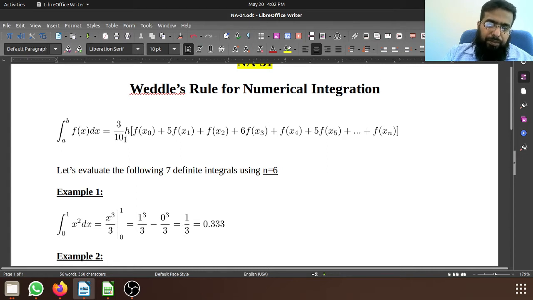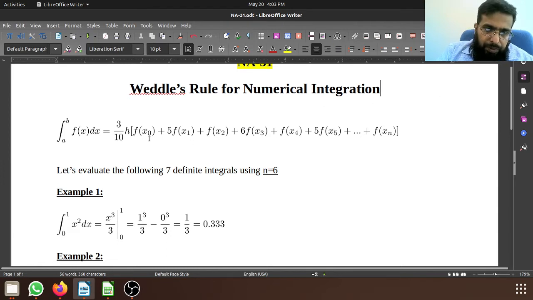It's b minus a divided by n. The odd numbered f of x's, f of x1, f of x3, f of x5, are multiplied with 5, 6, then 5, then 6, then 5, whereas even numbered f of x's, f of x2, f of x4, f of x6, are multiplied by 1. The odd numbered ones are multiplied with the sequence 5, 6, 5, 6, 5, 6. They keep on going, right?